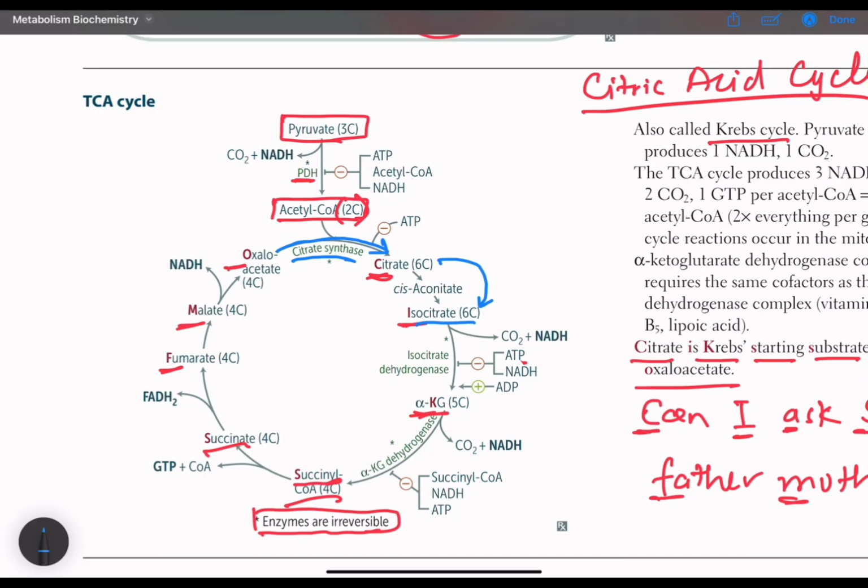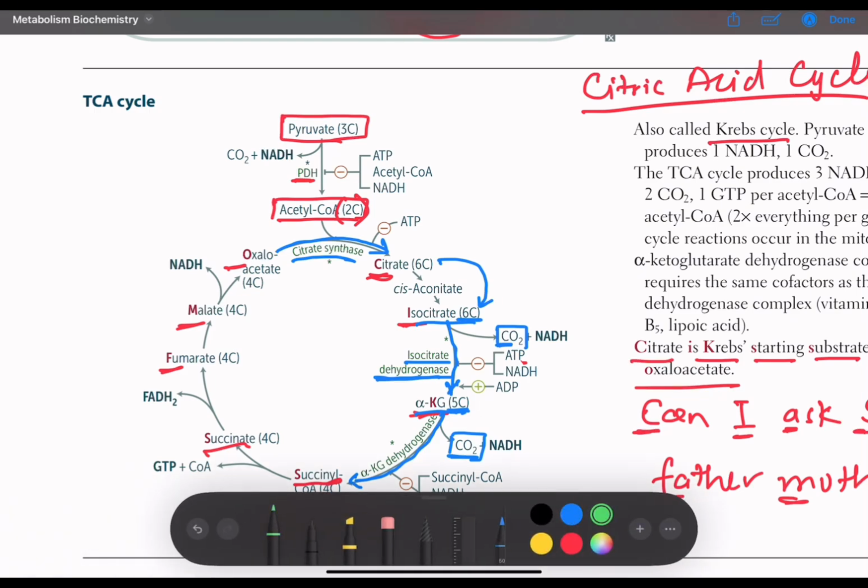Then we have two more regulated reactions: the conversion of isocitrate into alpha ketoglutarate, and alpha ketoglutarate into succinyl-CoA. Both of these reactions are regulated. The first step is regulated by the enzyme isocitrate dehydrogenase, where isocitrate, a 6-carbon structure, is converted into a 5-carbon structure and 1 molecule of CO2 is released. The same goes for alpha ketoglutarate, which is converted into succinyl-CoA. A 5-carbon structure is converted into a 4-carbon structure and CO2 is released. So these are all the regulatory steps.